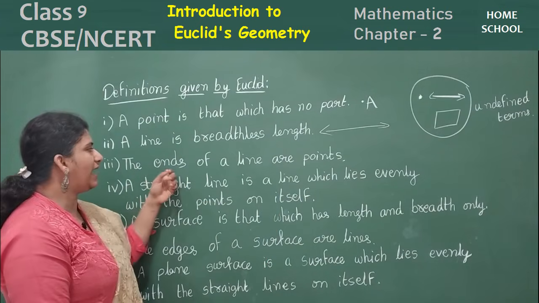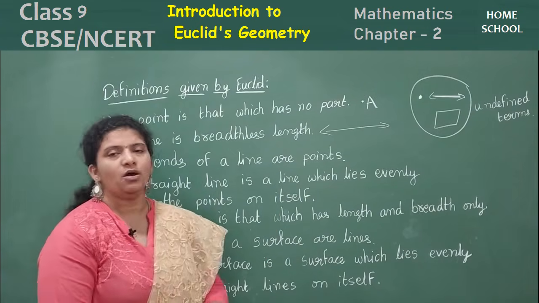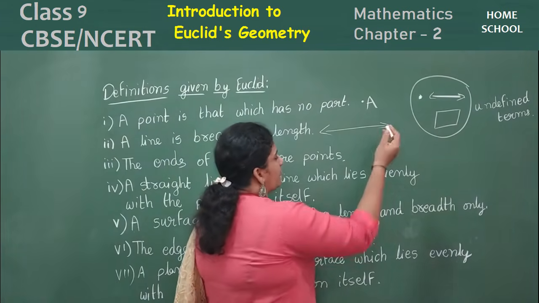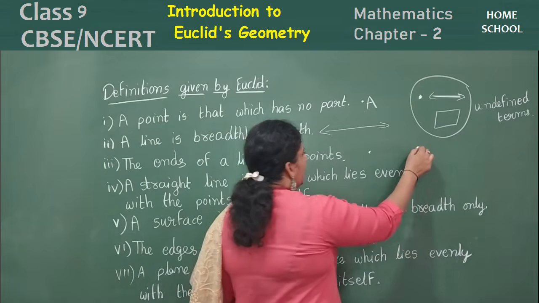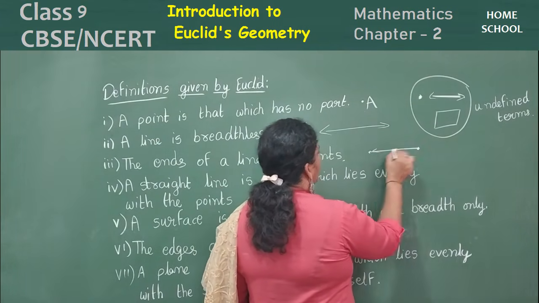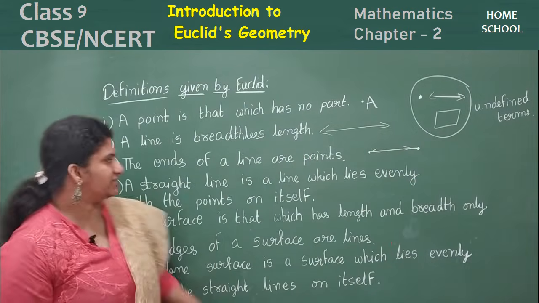Third one, the ends of a line are points. So where will these lines end? Somewhere. The ends of a line are points.